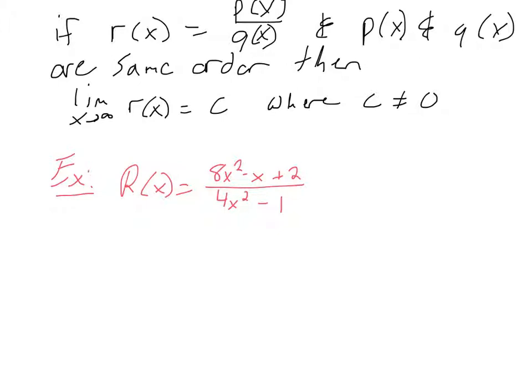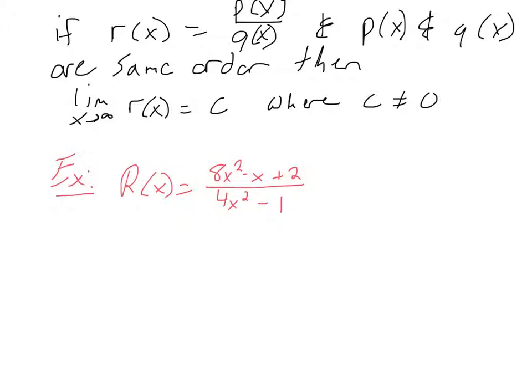So first of all, this is an example of a function where the top and the bottom are of the same order, right? Now, it turns out that as x gets really, really big, the 8x squared term and the 4x squared term grow so much faster than both negative x and obviously the constant parts, which don't grow at all. They completely dominate what this ends up being equal to. And so it turns out that these other terms end up not mattering at all.